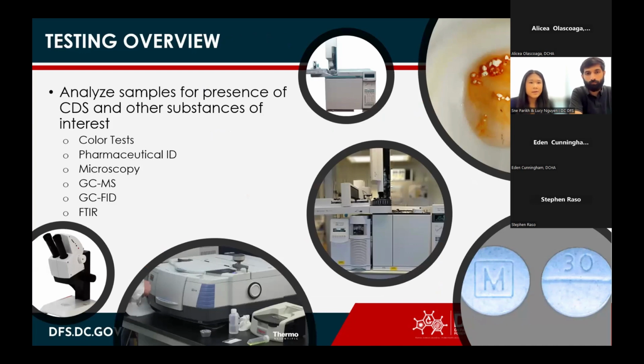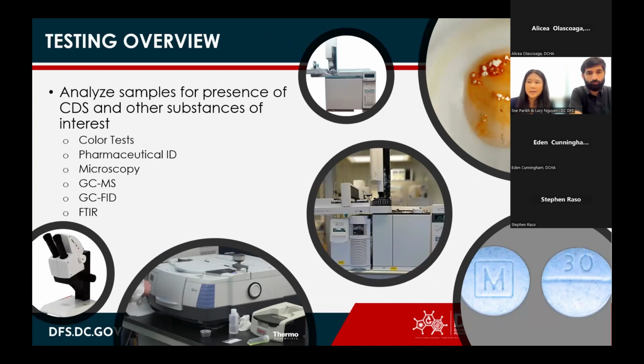This is a brief overview of our testing. So we analyze all of our samples for the presence of CDS, which stands for Controlled Dangerous Substances. So that means anything that's federally or locally scheduled. We also look for other substances of interest, and that can include things that may or may not be psychologically active, and also might not be scheduled.